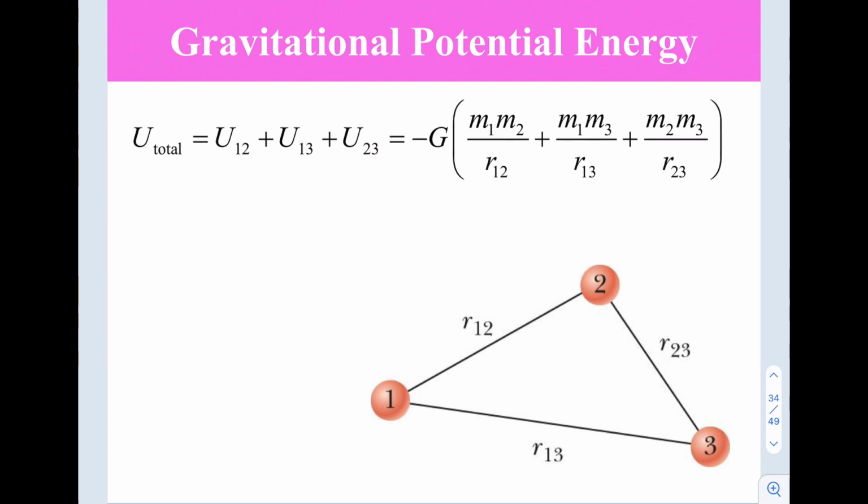To calculate the total U, it must be negative G times mass 1 mass 2 over r12, plus mass 1 mass 3 over r13, plus mass 2 mass 3 over r23. The unit of U must be joule because it's still a kind of energy.